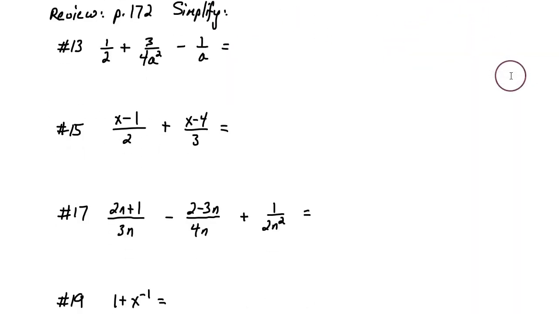For the review assignment, we're going back to where we were adding and subtracting fractions. You have to have a common denominator. So let's find the lowest common denominator. If this is 2 and this is 4, you need to have a 4. And this has a squared and this has an a, so you also have to have a squared.